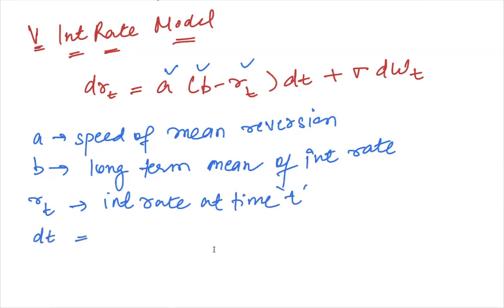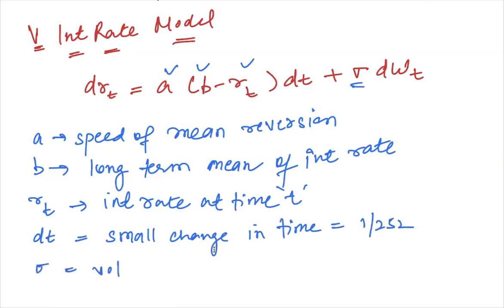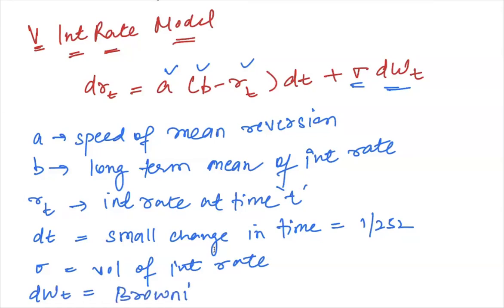DT is nothing but a small change in time, which is 1 by 252. Then we have sigma, which is the volatility of interest rates. And the last component, DWT, is Brownian motion or Wiener process. You can say Brownian motion, or you can also say Wiener process. These are synonyms, it is just the same.